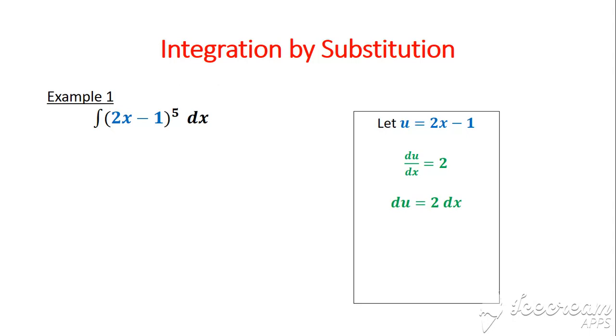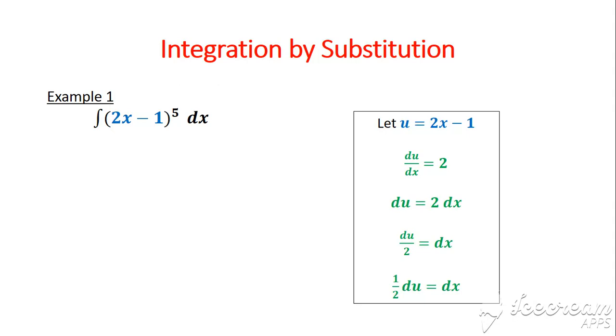Now, let's take the du over dx and multiply both sides by dx to get du is equal to 2 times dx. And let's divide both sides by 2, so that we get du over 2 is equal to dx. Or we could just say dx is equal to a half of du.